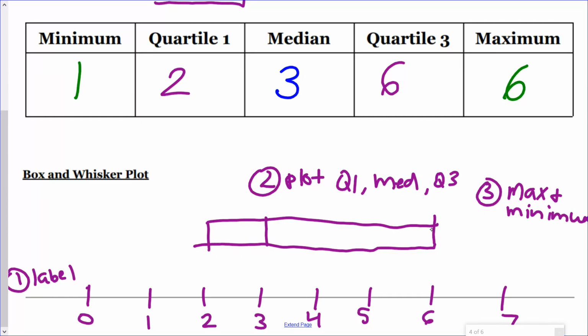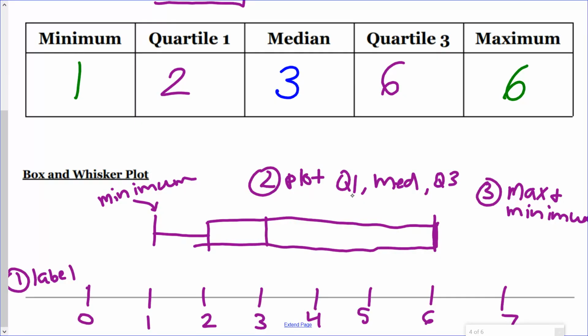Now for this set of data, my maximum happens to be at the same point, so I don't have to do anything different because I already am including that in my quartile. My minimum is at 1, so I'm going to put a line at 1, and I'm going to connect that. This piece here represents a minimum, and it shows me the range of my data.